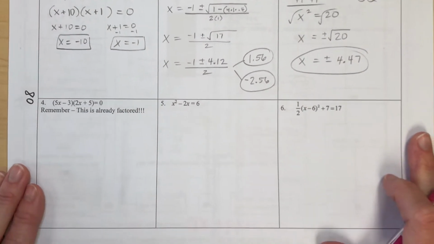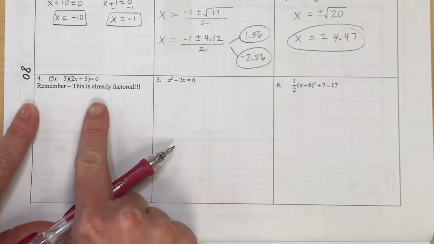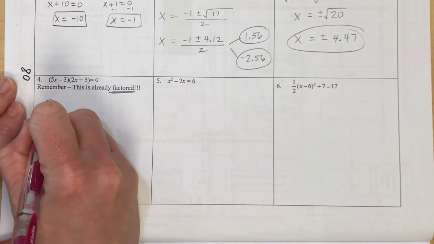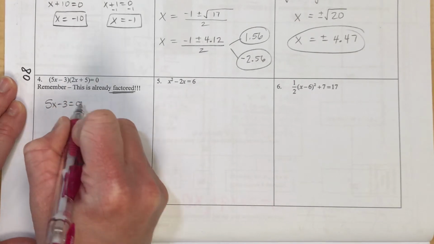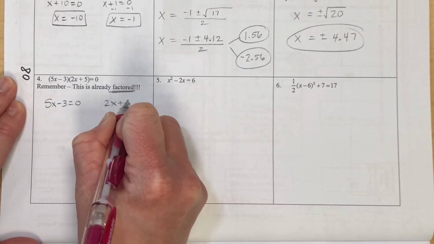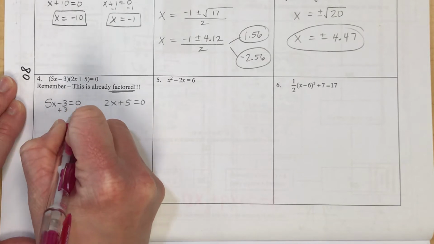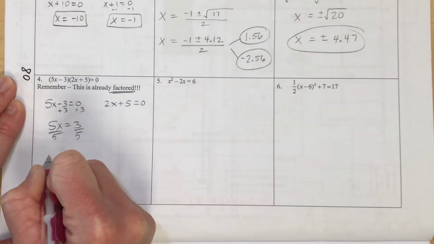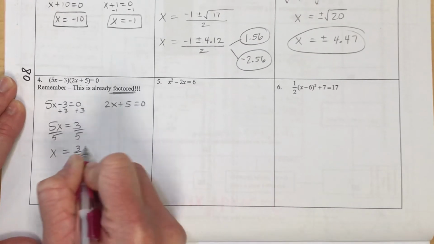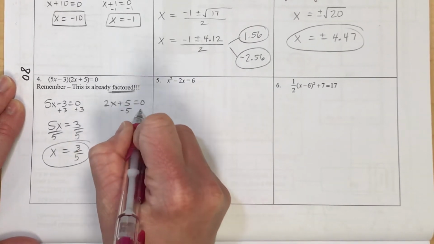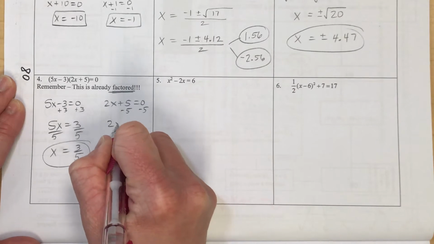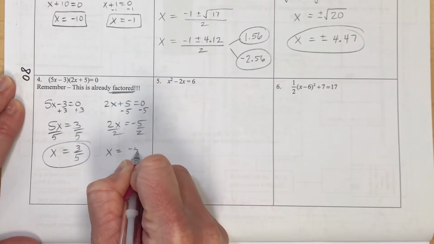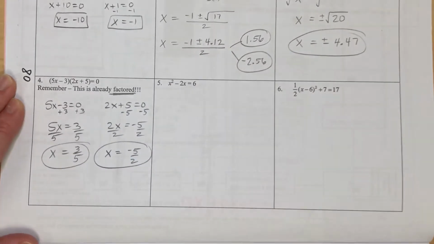And now I'm going to move on. Notice how this is already factored. So factoring would be the method of choice because you just need to set them equal to 0 and now solve. So add 3 here, divide by 5, and I get 3/5. There's one of them. Subtract 5 for the next factor, and divide by 2. So there's my two answers here.